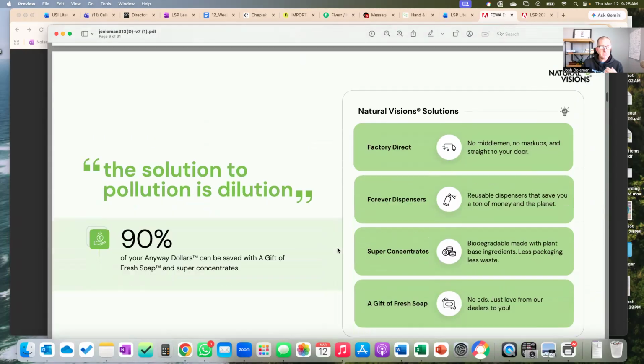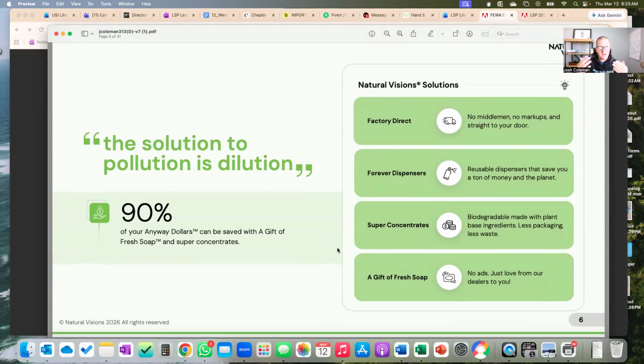So there's another thing that we get into in another video, but I want to touch base on this. We are a factory direct model. It's called anyway dollars. We're stripping all that money out that they're going to spend anyway on the distribution of water-based products, the retail overhead, the retail labor, all those things. And we're going to a factory direct model. That's why we can sell it at the prices we sell it, but offer the same amount of value and savings to your customer. Hence, anyway dollars.